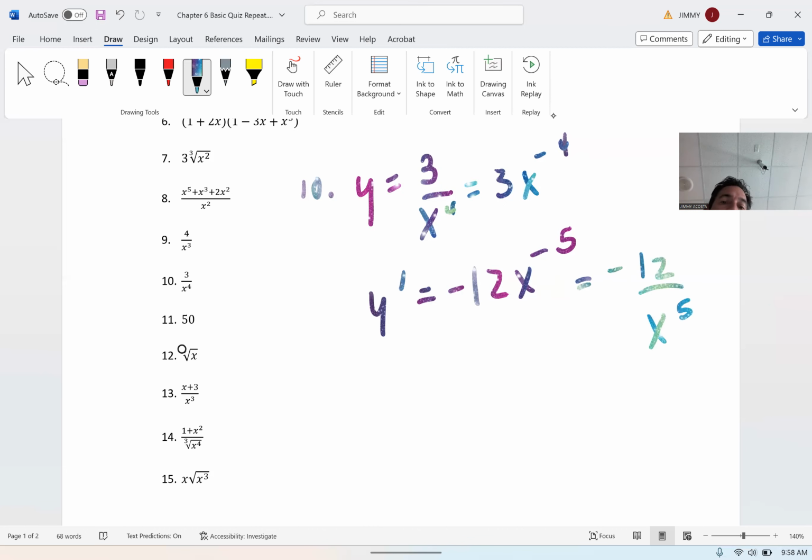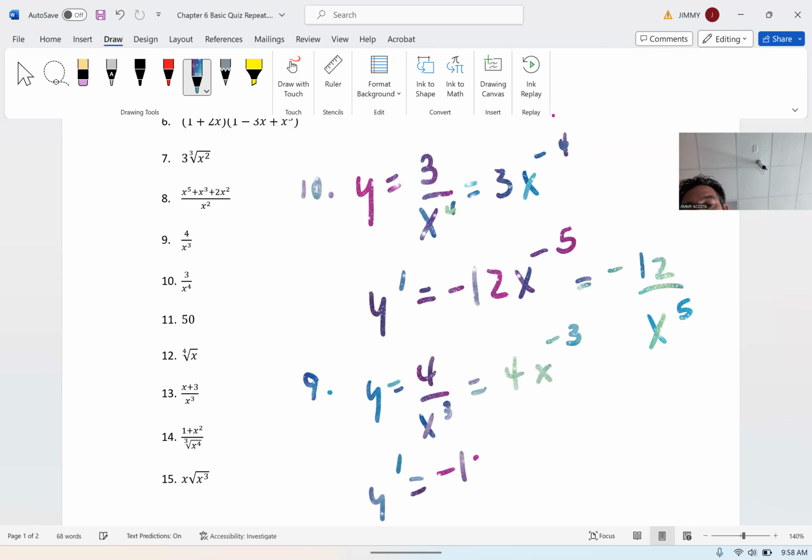All right. Number 9, I have space to do it. y equals 4x to the 3rd. Similar problem. I don't even know why I put that problem there. Here we got it. And then we have, well, y prime must equal -12x to the -4. Make it pretty. And there it is. Okay.